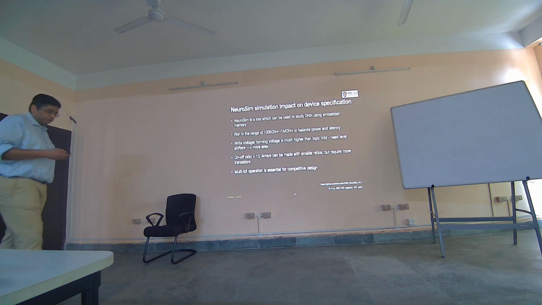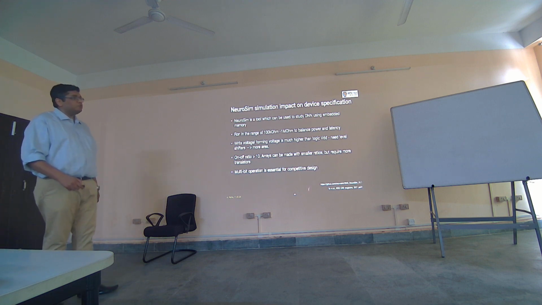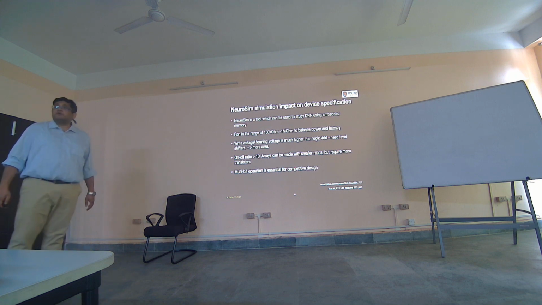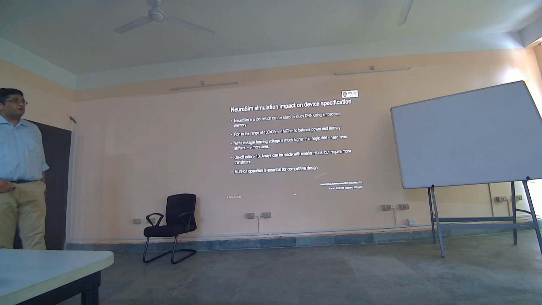So for those interested, there is this very nice tool which is available on GitHub to do simulations on neuromorphic. It's free for all, so you can use it. It's used to do architecture simulations, device simulations, etc.